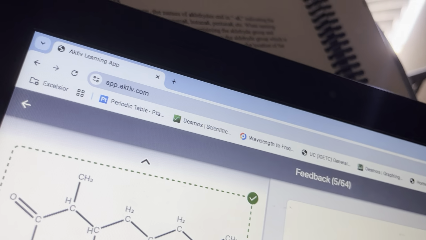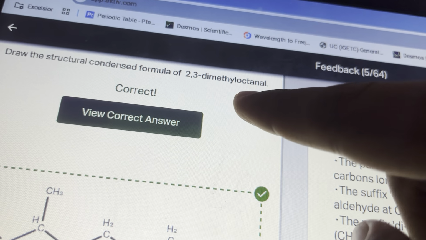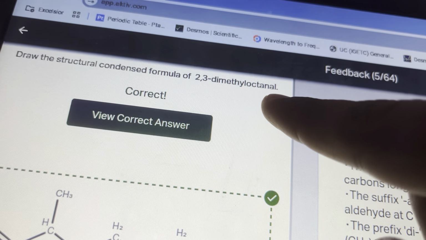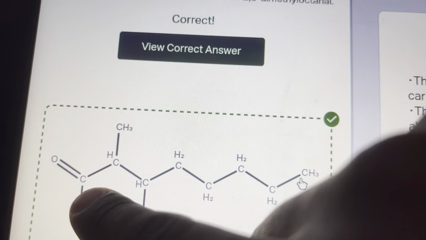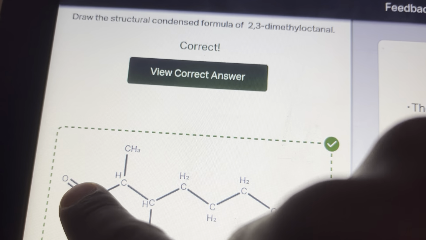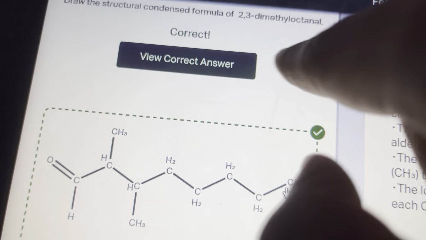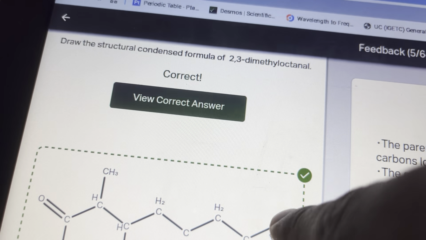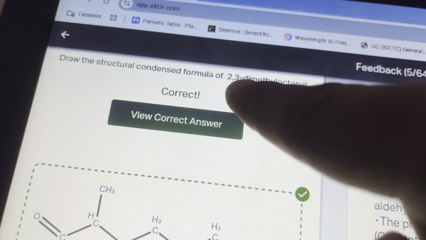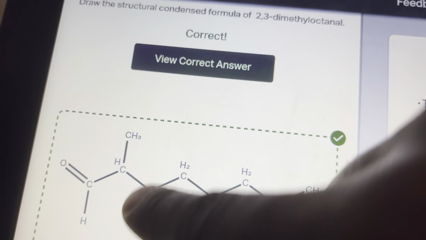Okay, and now we're drawing them. So we draw a 2,3-dimethyl octanal. So the octanal tells us that we're working with an aldehyde. So our first carbon here has an oxygen connected to it, and then a hydrogen connected to it. And then the octane tells us there's 8 carbons. So 1, 2, 3, 4, 5, 6, 7, 8. And then the 2 and 3 tell us that there's a methyl at 2, and a methyl at 3, like that.